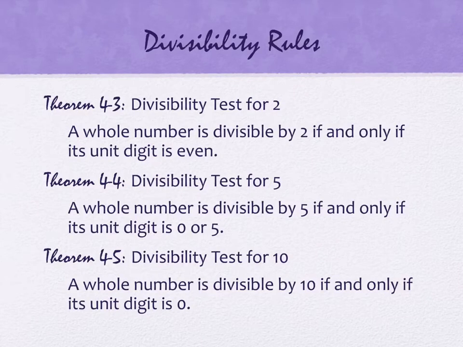So it's divisible by 2 if and only if the units digit is even, that is, it's 0, 2, 4, 6, or 8. It's divisible by 5 if it ends in a 0 or 5, and it's divisible by 10 if it ends in a 0.